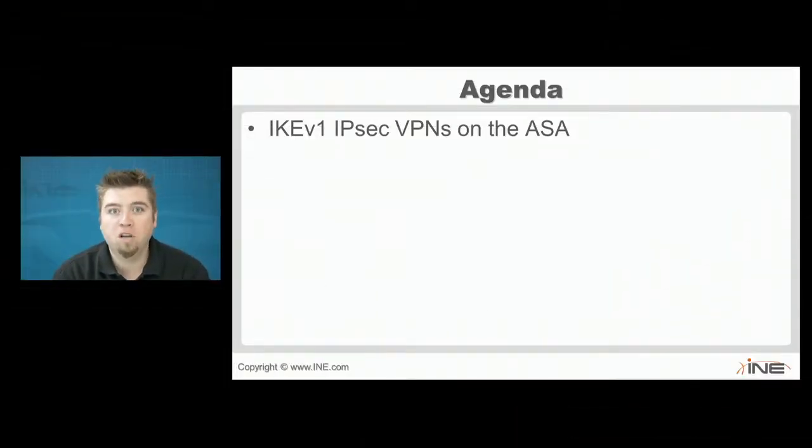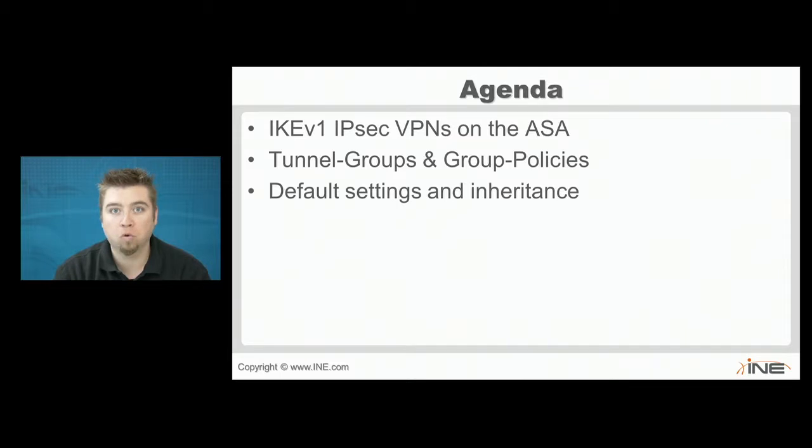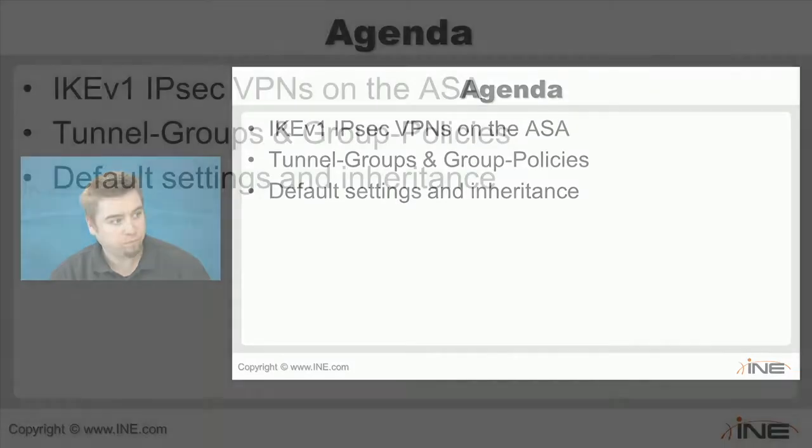In our next section, we're going to begin our discussion of IPsec implementation on the ASA. Specifically, we're going to look at first the IKE version 1 VPNs on the ASA. We're going to talk about how the tunnel groups and group policies work, and as well talk about some of the different inheritance rules when we're dealing with our default tunnel groups or default group policies, and then when we have user-defined tunnel groups and user-defined group policies.